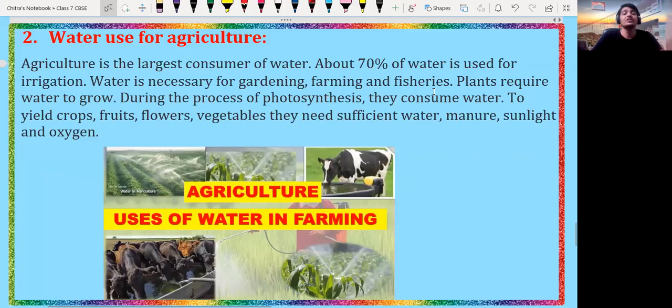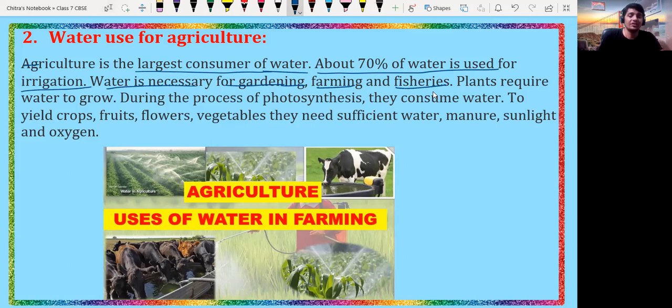Now we are going to discuss the use of water in agriculture. As we know, agriculture is the largest consumer of water among all the activities. Agriculture requires more water. About 70% of the fresh water we have is used for irrigation only. Water is necessary for gardening, farming, fishing, etc.